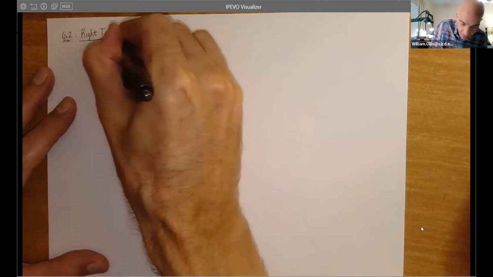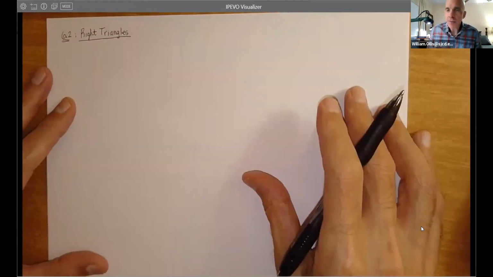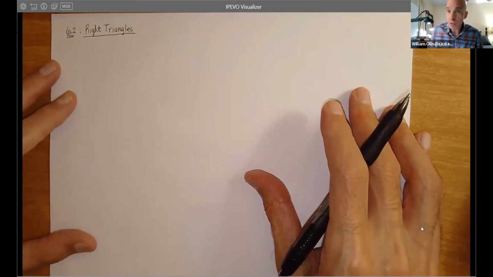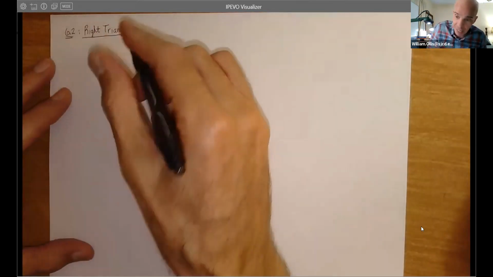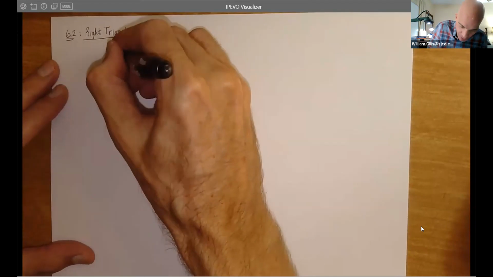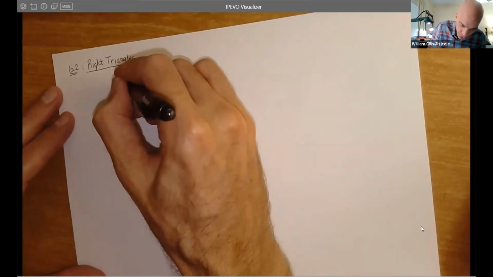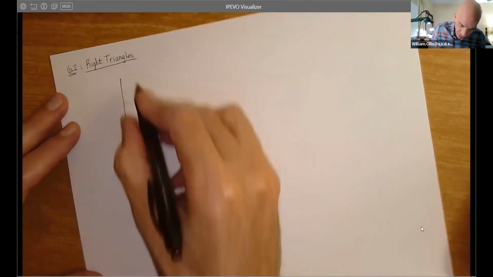Now, the terminology and the labeling that we use for a right triangle or triangles in general is pretty lazy, and I don't apologize for it. That's basically how you learn geometry. So let's just draw a right triangle.